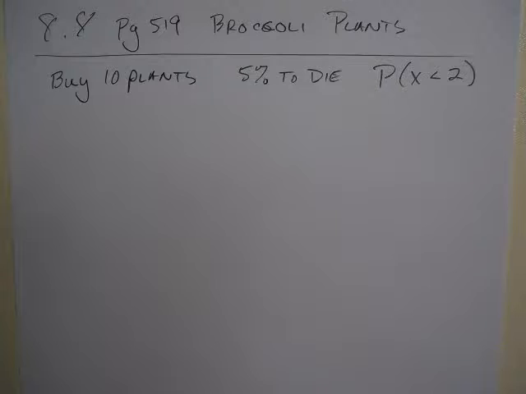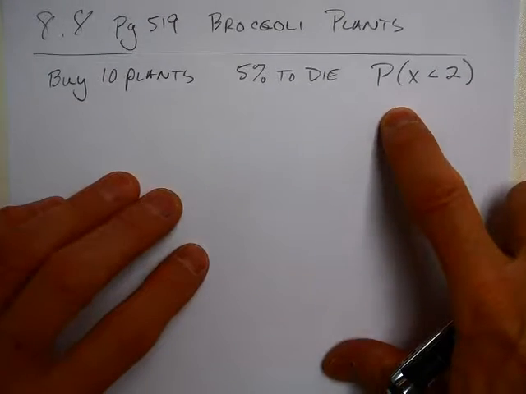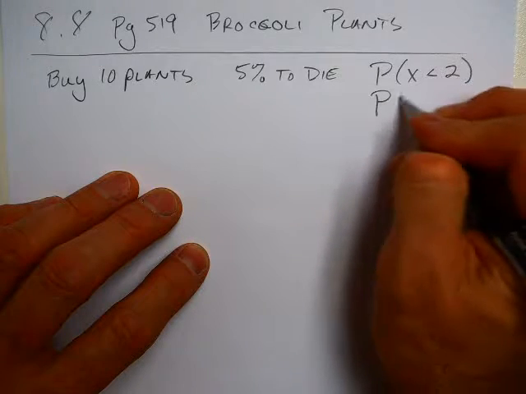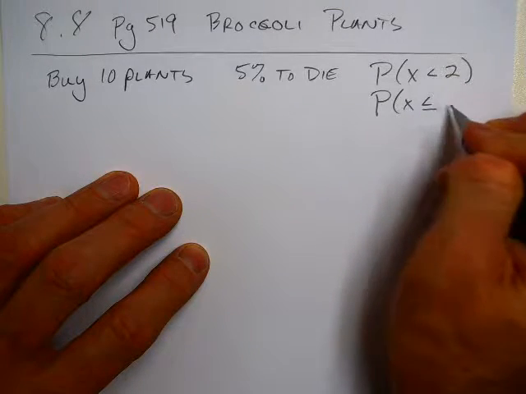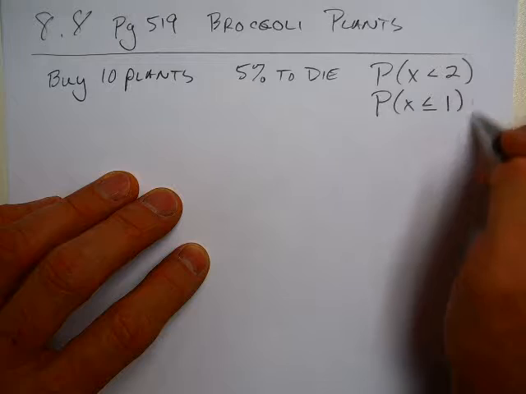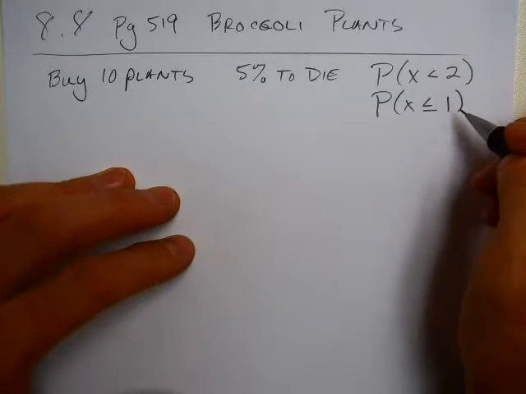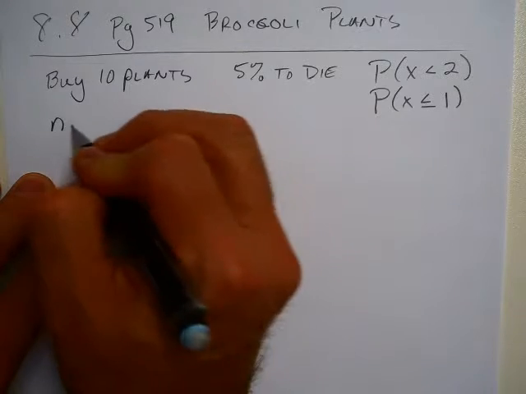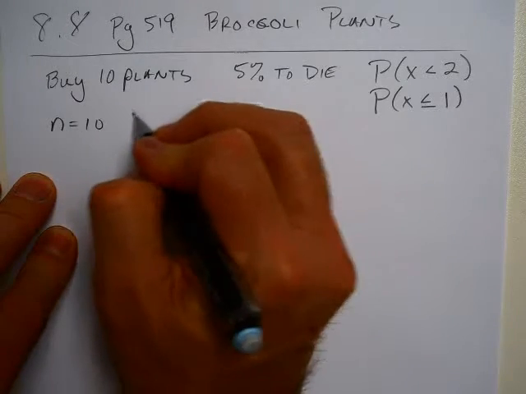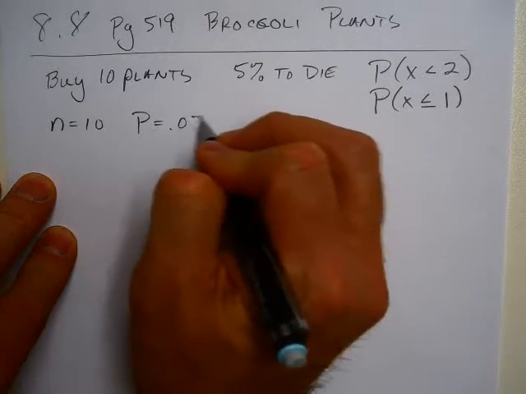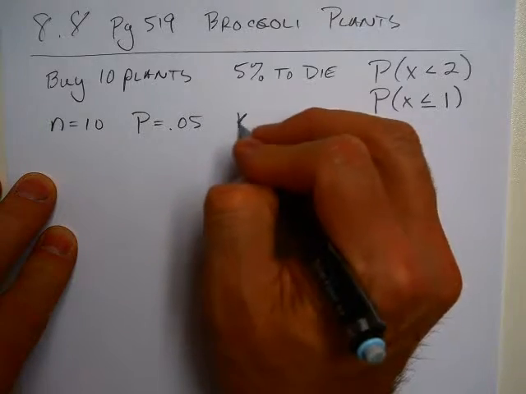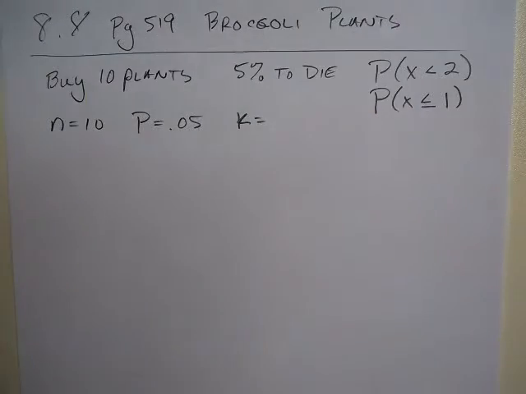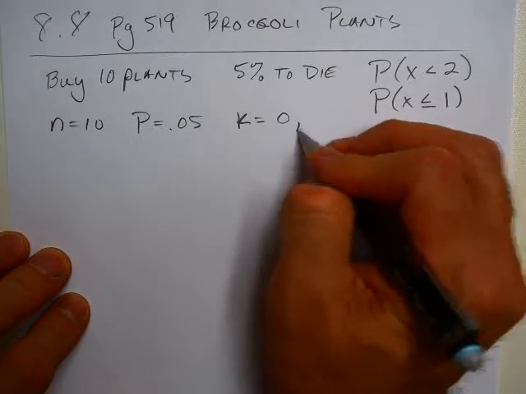Let's see. So that's how I chose to write this. You could also write this probability as the probability that x is less than or equal to 1. These would be equivalent statements. Okay? So n is 10. Probability is 0.05. And k in this case is how many die. And this would be either 0 or 1.